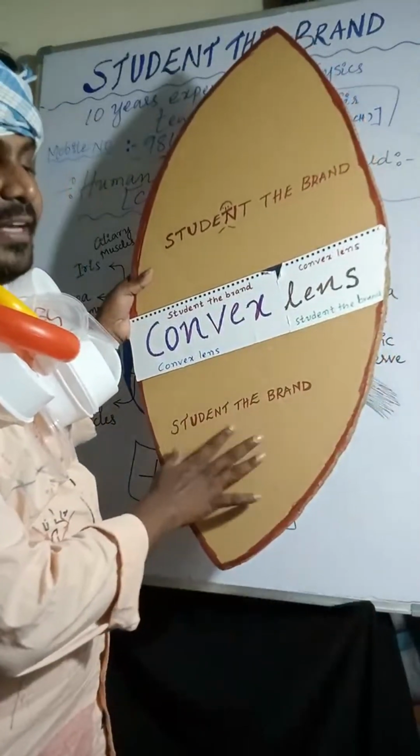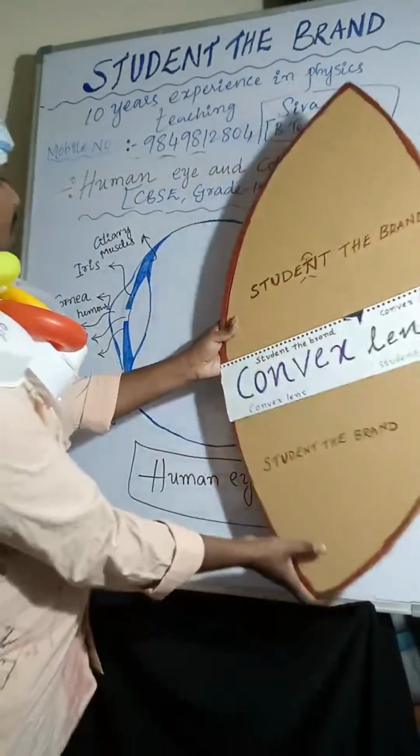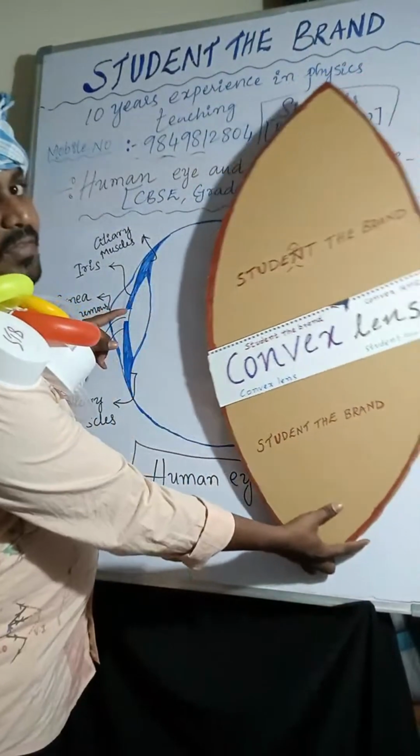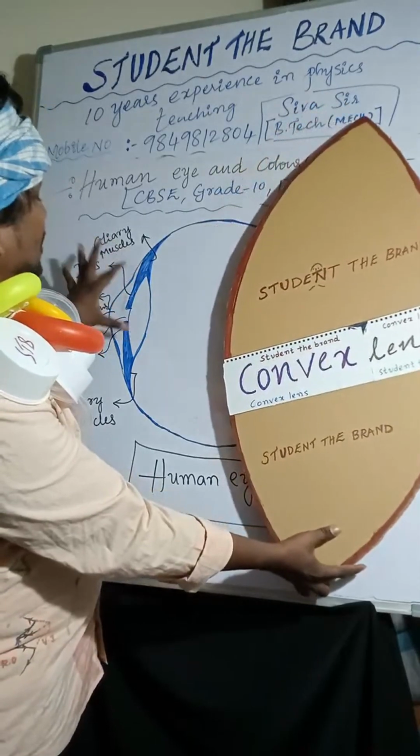This is a convex lens. Yes or no? You can see here in the eye also there is a convex lens.